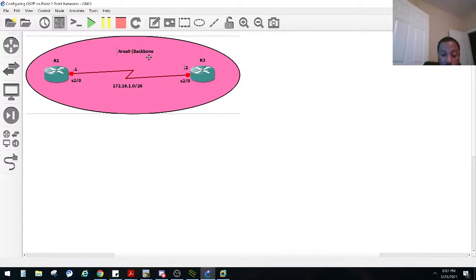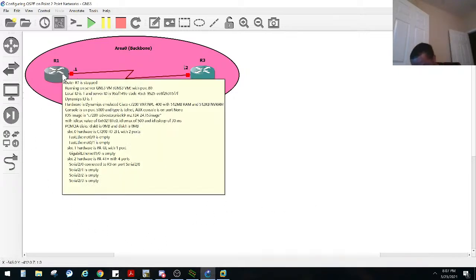Backbone. I remember looking at some old notes that I had, and I actually drew a bone next to area 0 to remember that it's called the backbone area. I drew a bone. I'll show y'all one day maybe. I think I put it on my Twitter, if y'all want to follow me on Twitter. At NetworkBruh.